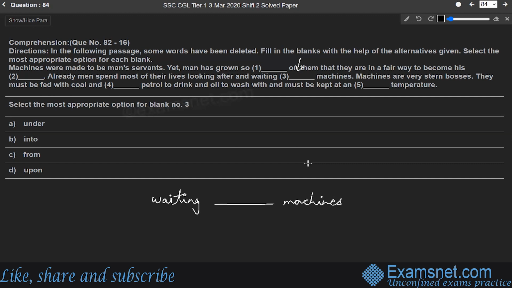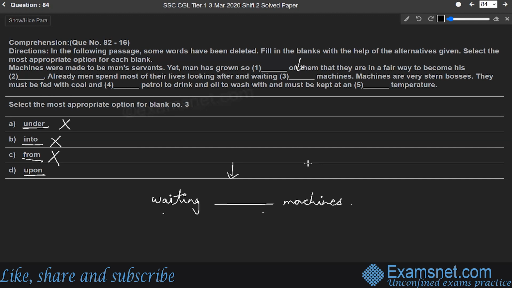Now let us have a look towards all the options. Options are under, into, from, and upon. So let us do one thing. Let us keep all the options and let us see which of the options makes sense. First option is under. So if we put under here, it will be waiting under machines. It is grammatically and conceptually incorrect because we know that one cannot wait under machine, right? So this option does not make any sense. Now, moving on to the next option, it is into. Again, waiting into machines. One cannot wait into machine, right? So this is also wrong. Third option is from. If we put from, the sentence will be looking after and waiting from machines. See, again, one cannot wait from machine, right? So this is also not correct.